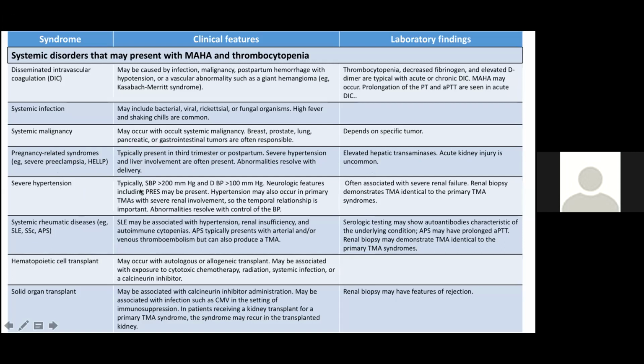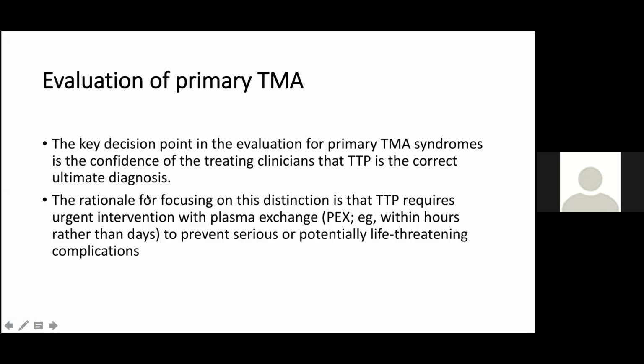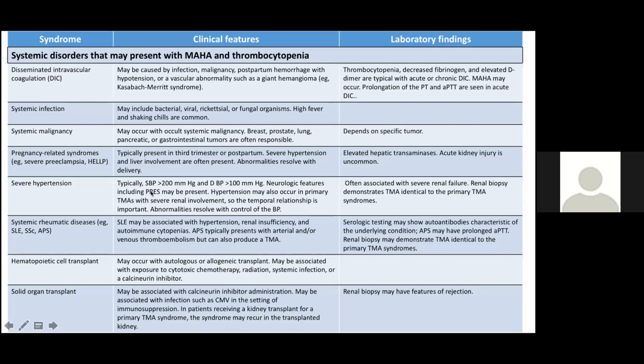Severe hypertension, so of course the blood pressure will be high. And hypertension, this is actually including PRES, posterior reversible encephalopathy syndrome, where again the patient will have posterior encephalopathy, mainly the cerebellar symptoms. Hypertension may also occur in primary TMAs with severe renal involvement.